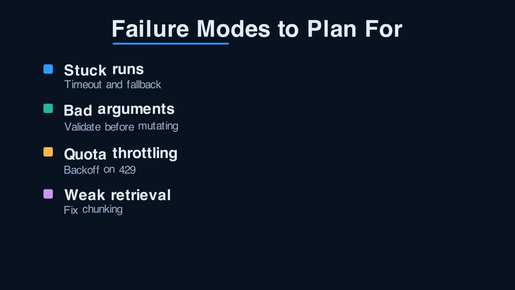Model deployments have token per minute quotas, and a busy agent will hit throttling, returning 429s you must retry with backoff. File search quality depends entirely on your chunking and the vector store contents, so garbage in means confident wrong answers out. Treat the agent as a non-deterministic dependency and test it that way.